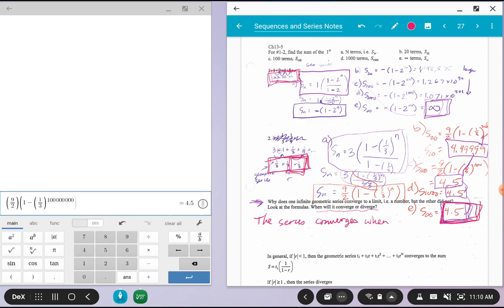when its ratio is less than 1. Actually, let's make it as its absolute value of the ratio is less than 1. Okay? On the flip end, the series diverges, or in other words, it goes to infinity when its ratio, its absolute value of the ratio, is a value that's greater than 1. Okay? So we have those two cases.